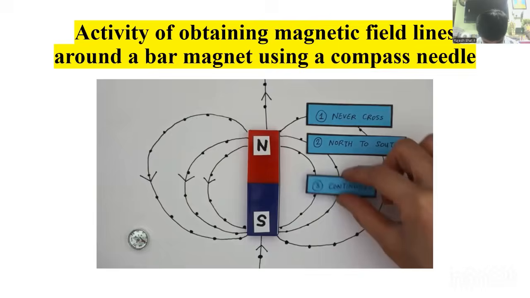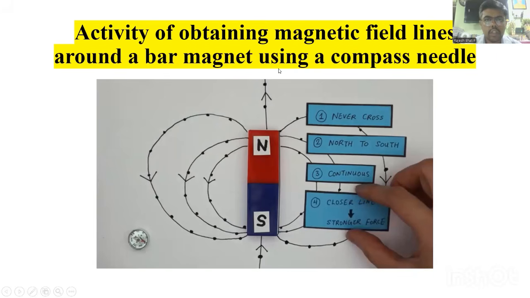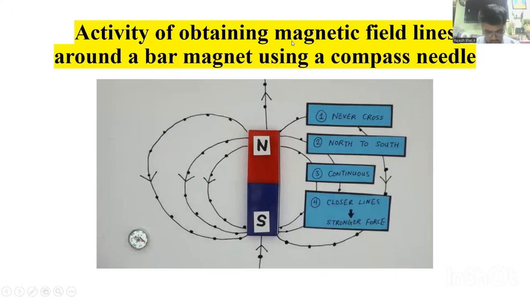Number 3, they're continuous. The only reason these lines have been cropped out here is because I've simply run out of space. Number 4, where the lines are closer together, the magnetic force is the strongest. That's at the poles of the magnets.